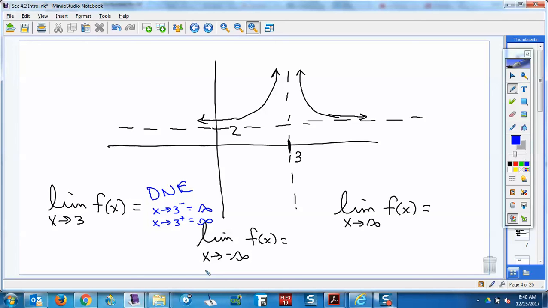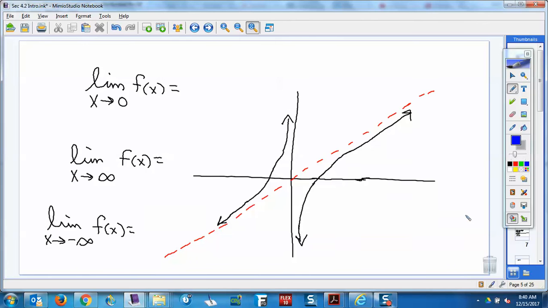Okay, what's the limit on this as x approaches negative infinity? 2. As x goes way, way out here to the left, this graph seems to be going down to 2. What about x approaches positive infinity? 2. Simple, right? Y values are getting closer and closer to 2. Those are horizontal asymptotes. X approaching infinity is horizontal asymptotes.